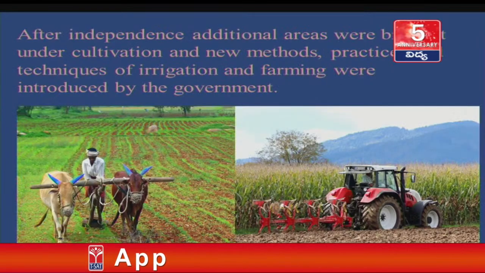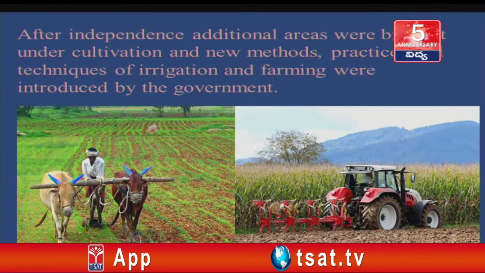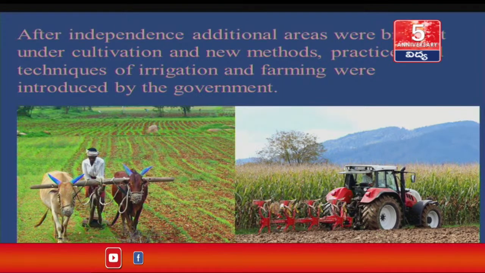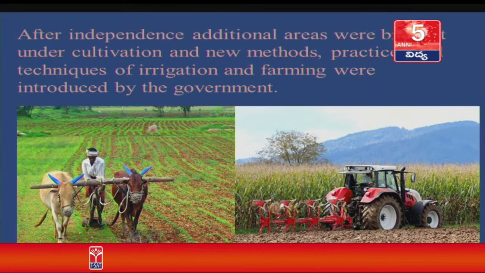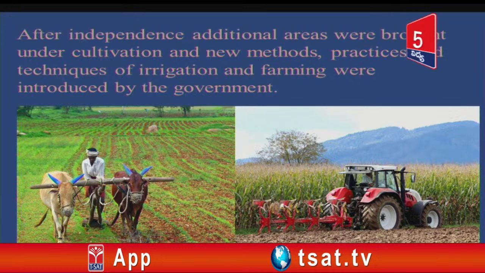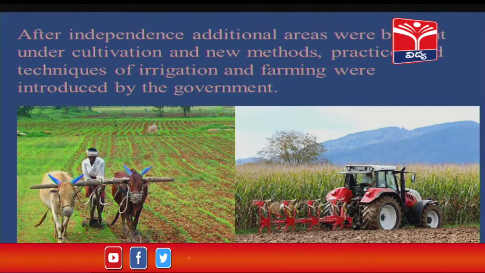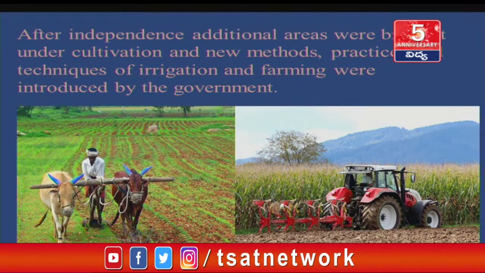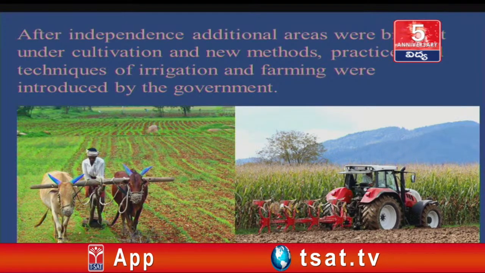After the independence, there are so many changes in this. We brought new methods in agriculture because of the techniques of irrigation and farming introduced by the government. You can see here that even now the traditional method is going on, as well as the modern method. With the bullock carts, with the bullocks, agriculture is taking place, and as well we see mechanized agriculture with the help of the tractor and machinery. So we have both the methods, but there is a lot of change in the agriculture practice.